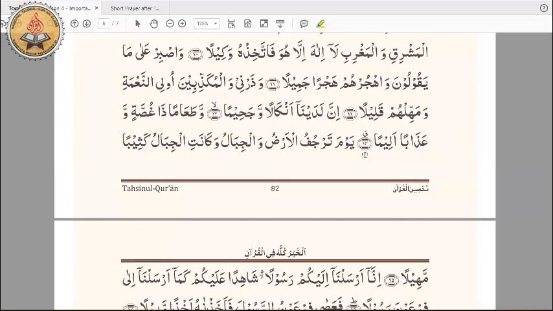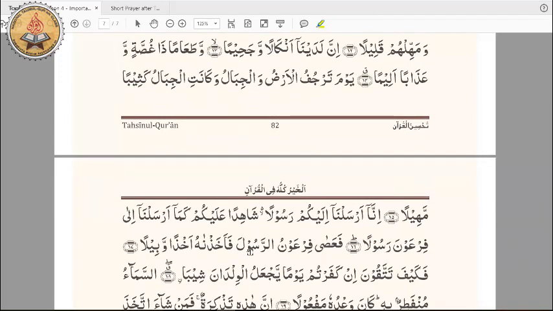عذابا. Excellent. يوم ترجف الأرض والجبال. وكانت الجبال كثيبا مهيلا. كثيبا مهيلا. Okay, Jazakumullah. That was very good.